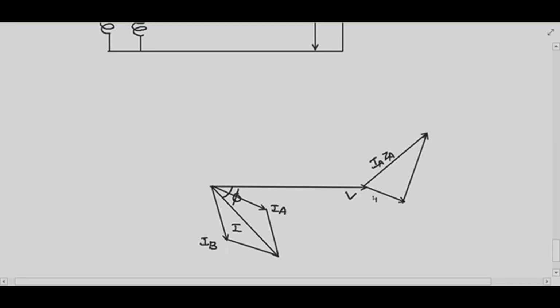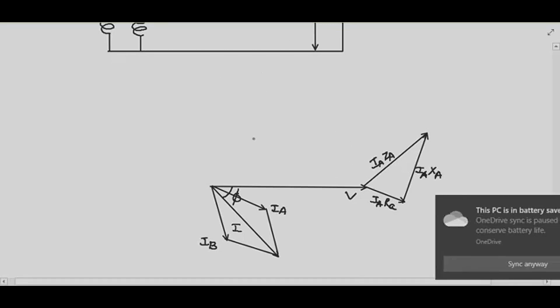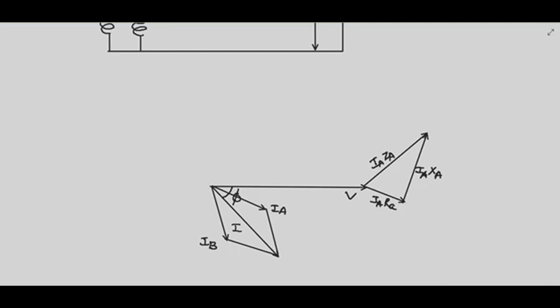IAZA, IARA and IAXA. Now with the red color I will mark IBZB. So parallel to IB, I will draw this, this is your IB RB.